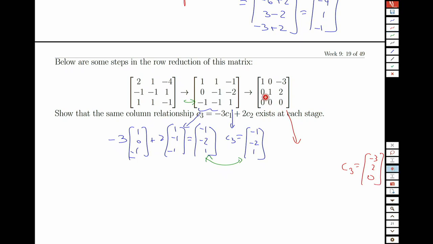And that one you can actually check pretty easily, because the first column is just a 1. We take it times -3. We're going to get the -3 in the first component. And then we add 2 times 0, 1, 0. We're going to get that equaling C3.